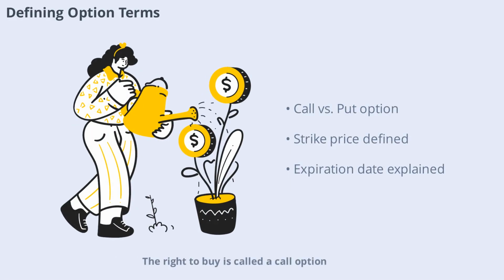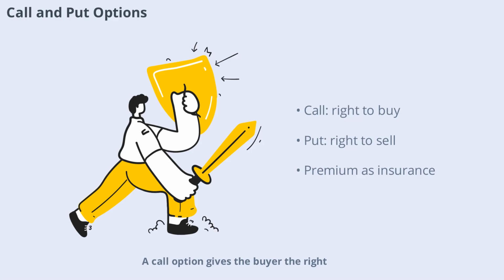The right to buy is called a call option, while the right to sell is a put option. The agreed price is the strike price. The date when the option expires is the expiration date, and the period between contract and expiry is the time to maturity. The buyer pays a premium and the seller receives it. The underlying asset is what's being bought or sold. Exercising the option means using your right to buy or sell at the strike price. A call option gives the buyer the right to purchase the underlying asset at the strike price, while a put option gives the right to sell.